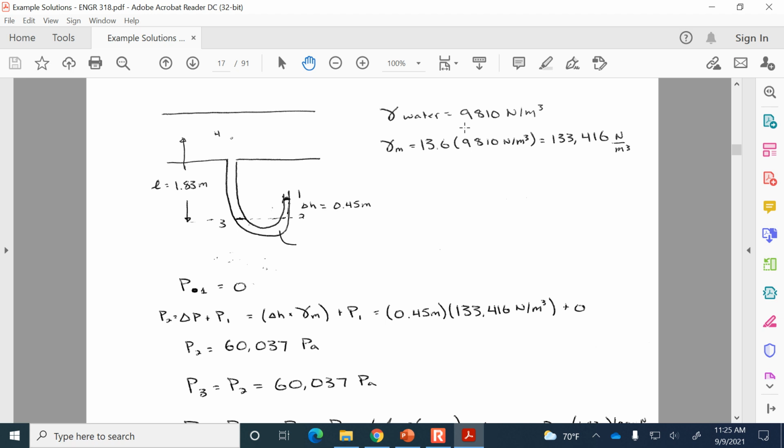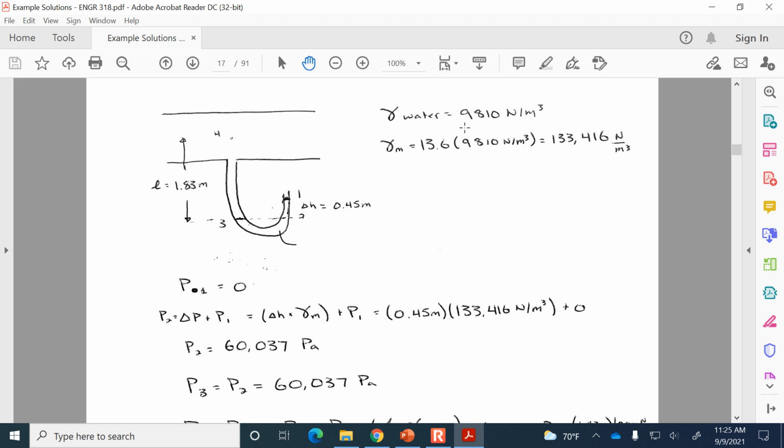Now, as I go down through the U-tube, the pressure is increasing. When I go sideways, nothing is happening. When I go back up again, it's decreasing. Since 2 and 3 are at the same elevation, and they're connected by the same fluid, they have the same pressure. So P3 equals P2, which is 60,037 pascals.